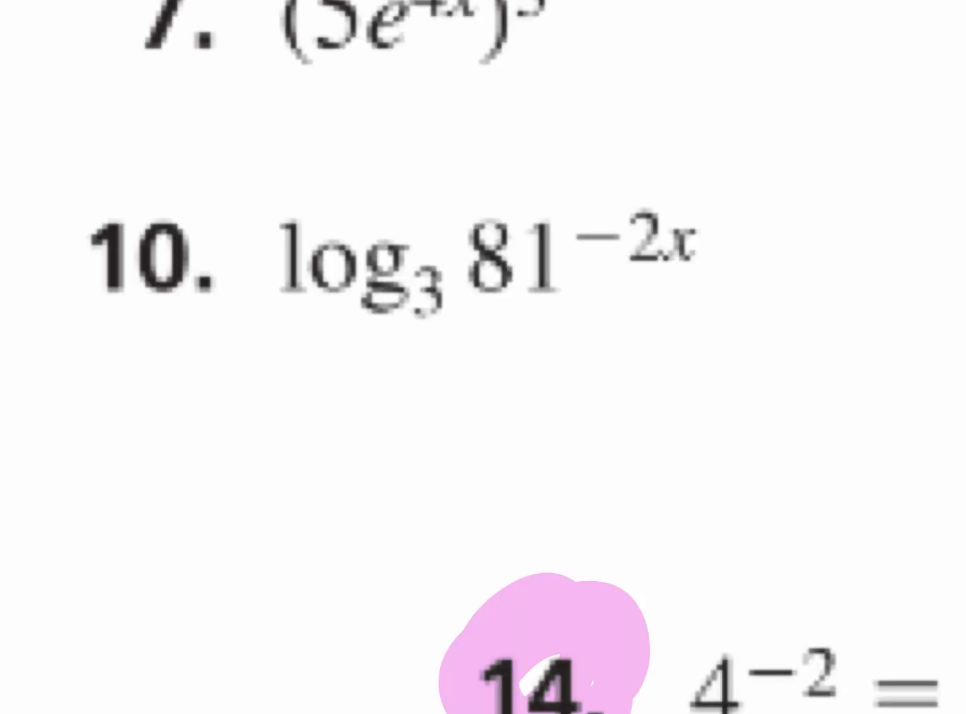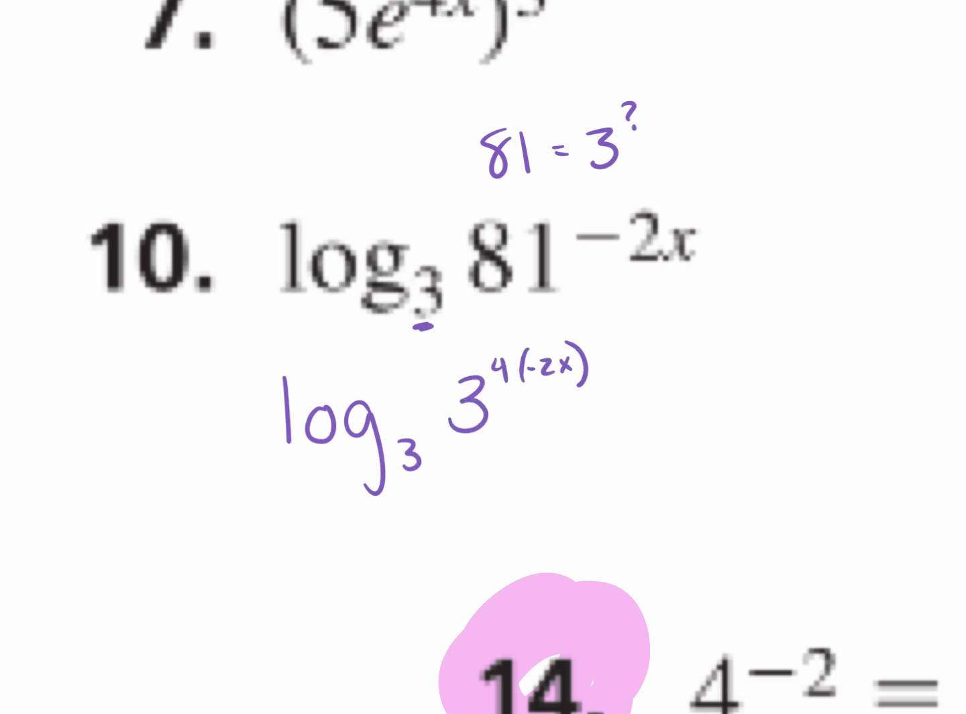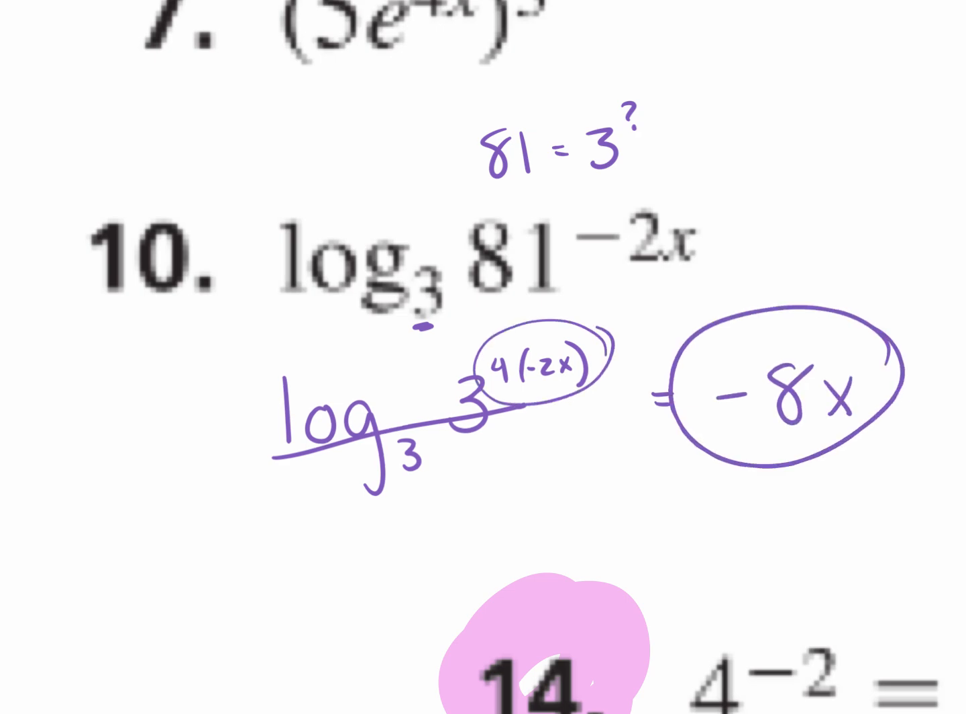So I want to change 81 to have the base of 3. That way they'll cancel. So 81 would be 3 to what power? 3 to the 4th power. So let's change this to be log base 3 of 3 to the 4th power times negative 2x. So log base 3 of 3 cancels. And what am I left with? Negative 8x. We just multiply these two together.